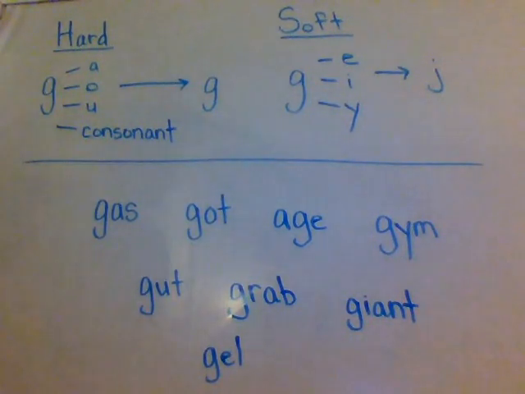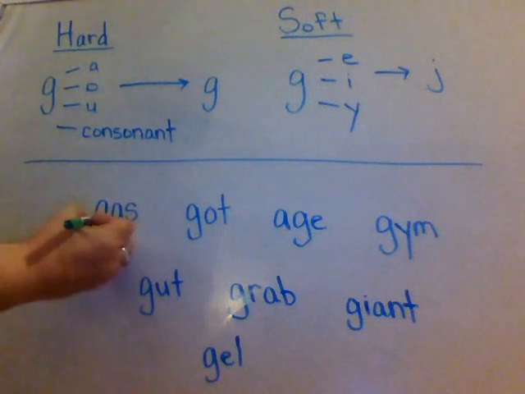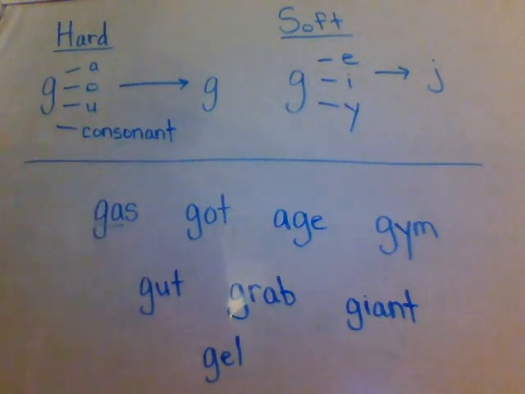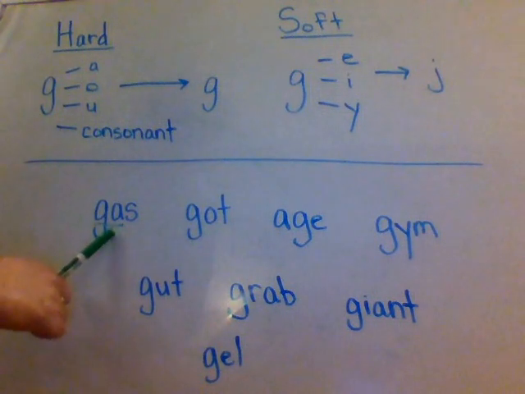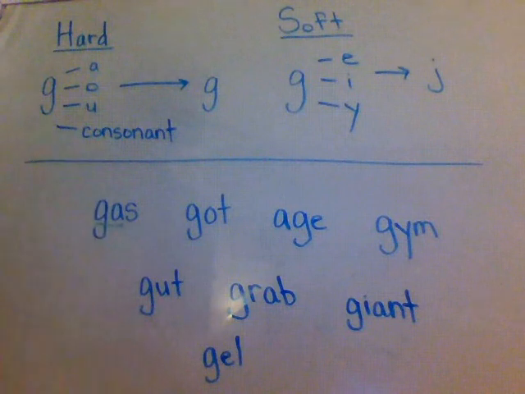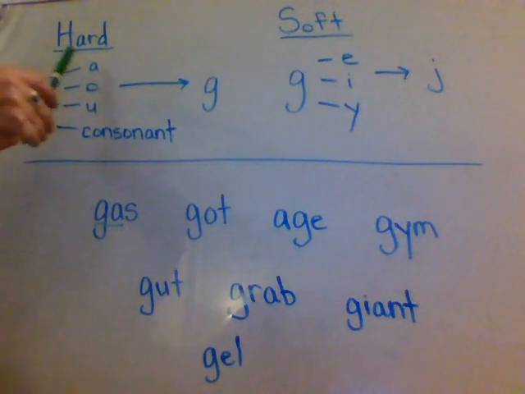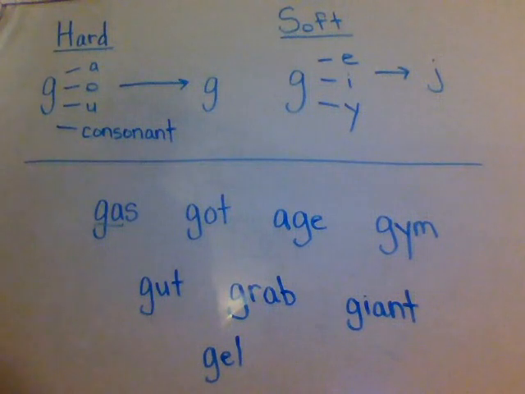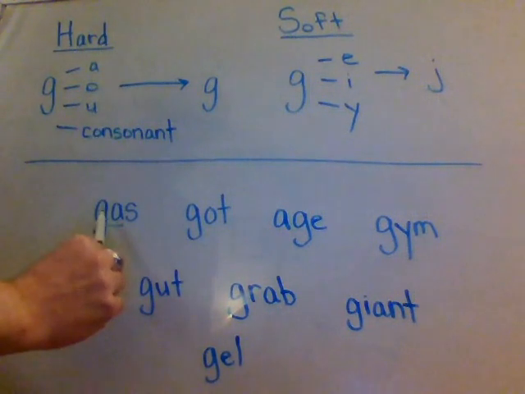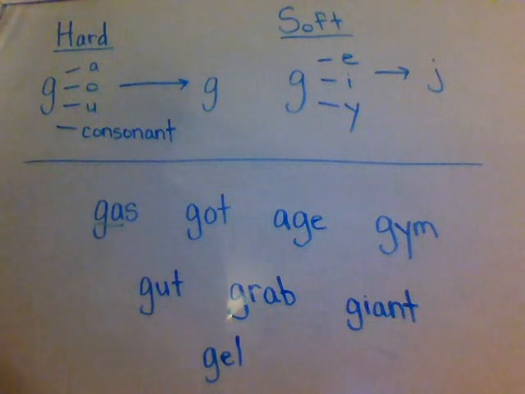You should already have these copied so you can follow along and do this with me. Go ahead with our first word, and let's underline the G and what it comes before. If we look at this word, we have G before A. And if we look at our rule, G before A is hard and says G. So let's read this word with hard G. Gas. Like I stopped for gas last night.